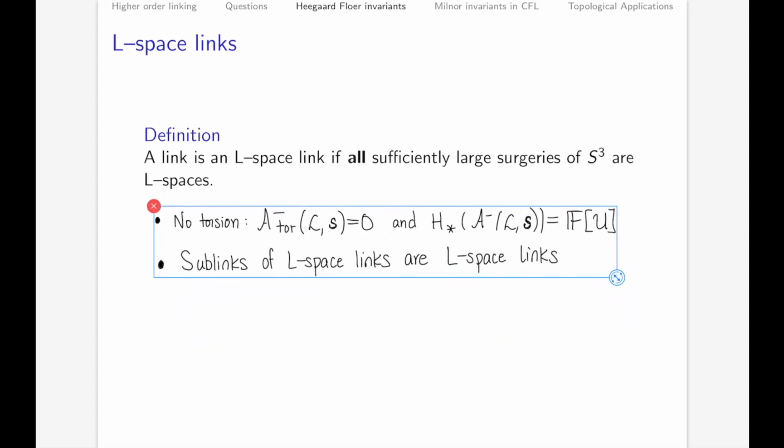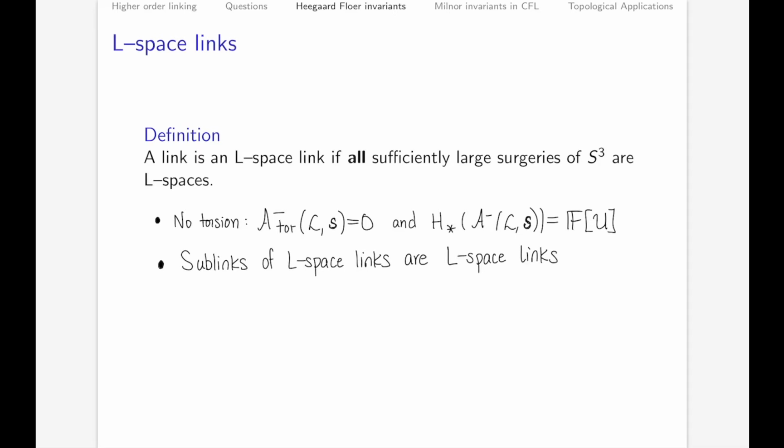So if you do have an L-space link, and you know a priori that all of the large surgeries are going to remain L-spaces, then what you know is that those A- subcomplexes are torsion-free, and on homology, they just look like a free F adjoin U module. You also know that if you have an L-space link, all of the sublinks, if you remove components of your link, are also going to be L-space links. So you can't have a link whose component is a knot which is known to not be an L-space knot, for example.